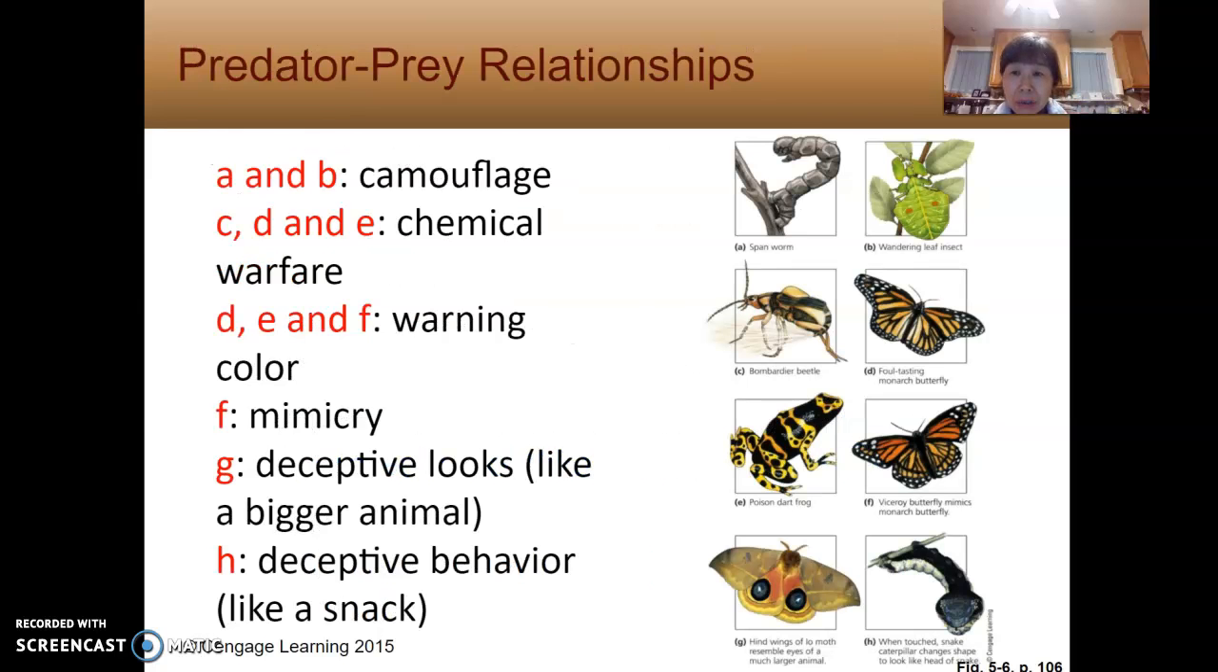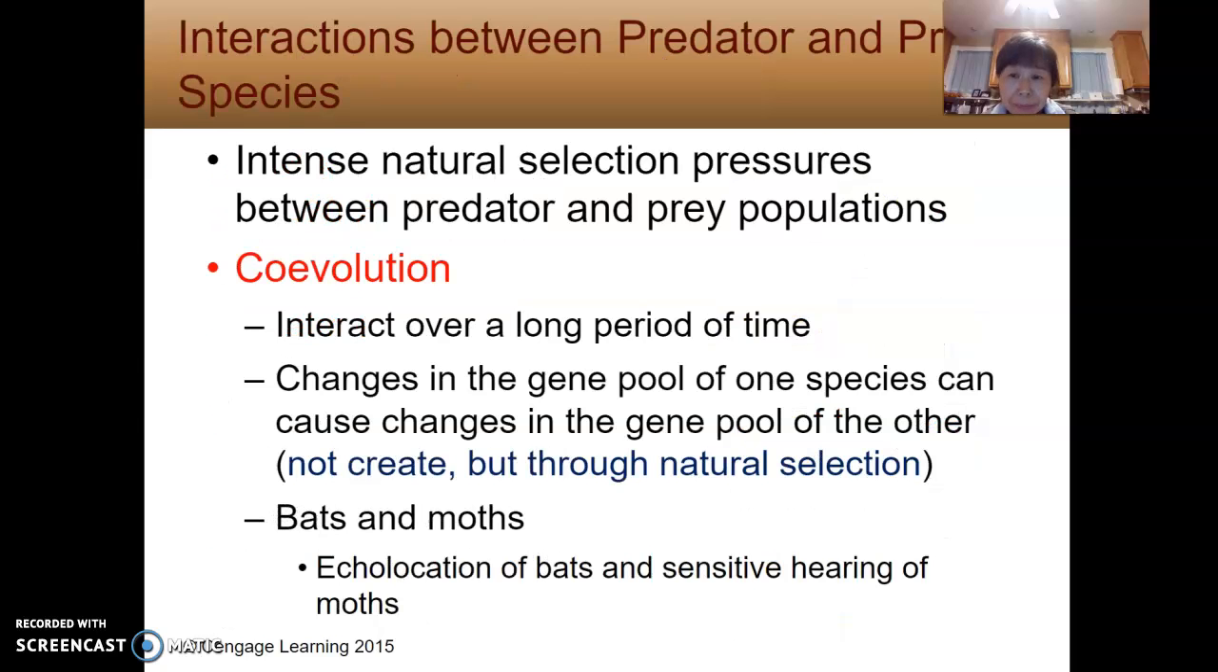The same thing happens with the predator. The predator can do the same thing. They can camouflage and wait for their prey. They can use chemical warfare to numb or kill their prey. They also can have deceptive looks. They might look bigger than they actually are. Those are the strategies they use to get their prey.